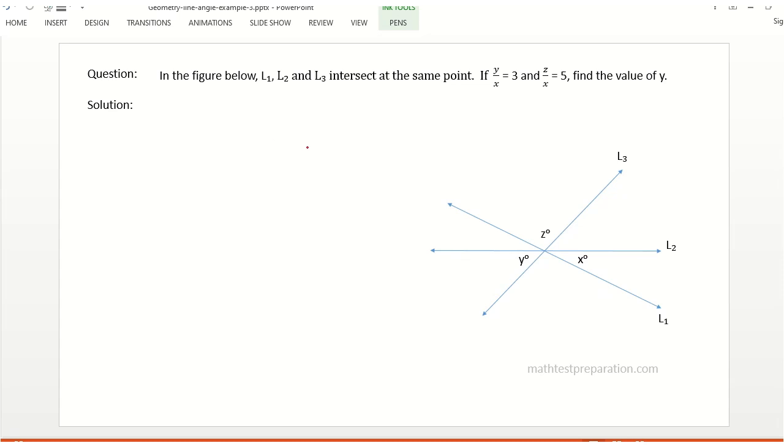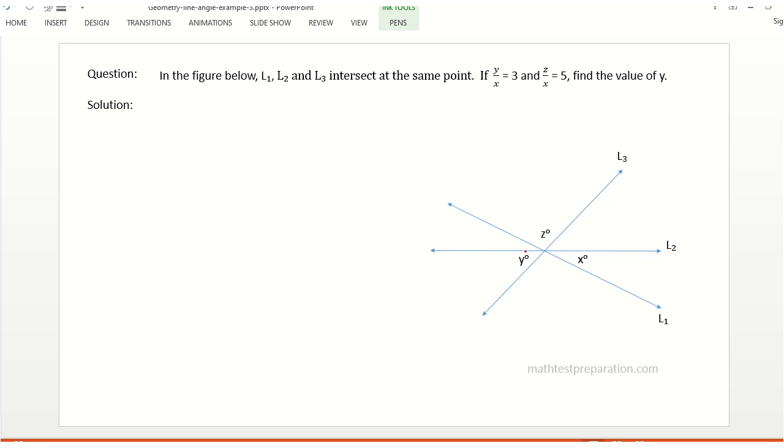In this question, lines L1, L2, L3 intersect at the same point. If the ratio of y to x is 3 and the ratio of z to x is 5, the question asks for what is the value of y. Now let us solve this problem.